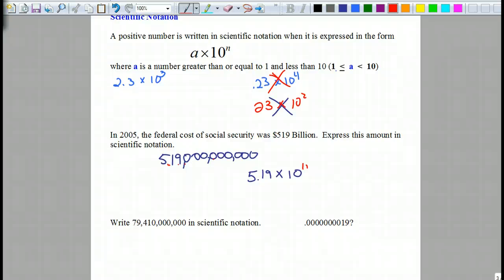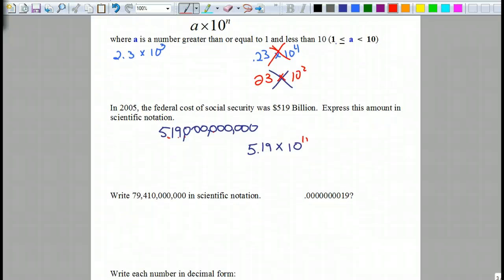The next one. Write 79,410,000,000 in scientific notation. So I would write this one as 7.941 because that's between 1 and 10 times 10, and I need to count how many places are behind this decimal point if I put the decimal here. So I got 3, 6, 9, 10. We did 10th power.